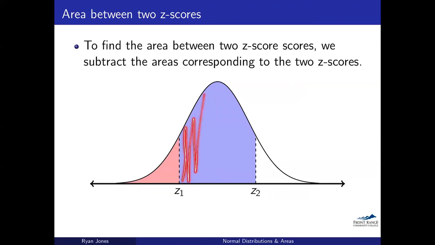Now you'll notice this purple area, this is the desired area. This is what we're being asked to find. If we're asked to find the area between z1 and z2, that's just this purple right here. And so what I can do is I can take the area to the left of z2. So let's go ahead and outline that in green here.